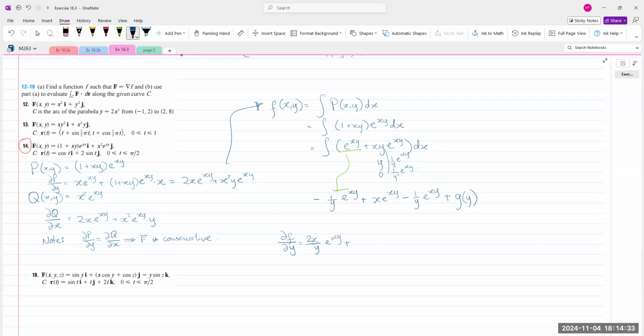Okay, so then when I put them together, I have like terms to cancel there. I have x e to the xy plus g of y. The derivative of that with respect to y will be x squared e to the xy plus g prime y. Now compare that with q, which is just x squared e to the xy. So from there, g prime y equals 0. So g(y) is just a constant c.